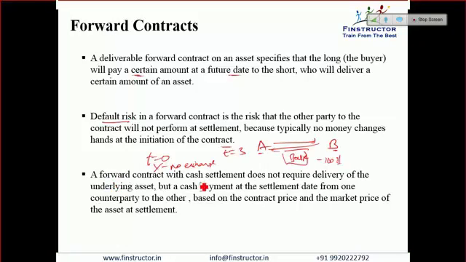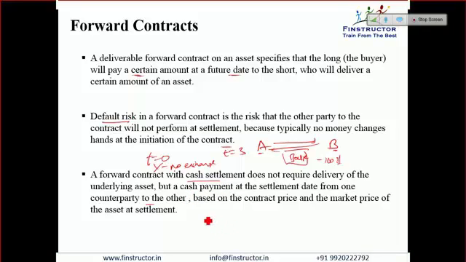A forward contract with cash settlement does not require delivery of the underlying asset, but a cash payment at the settlement date from one counterparty to the other, based on the contract price and the market price of the asset at settlement. So a very interesting concept. And remember, most contracts today do tend to be cash settled.